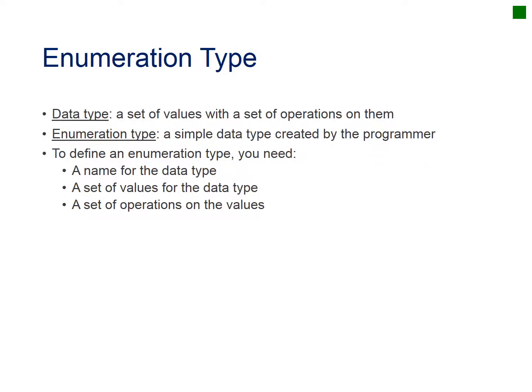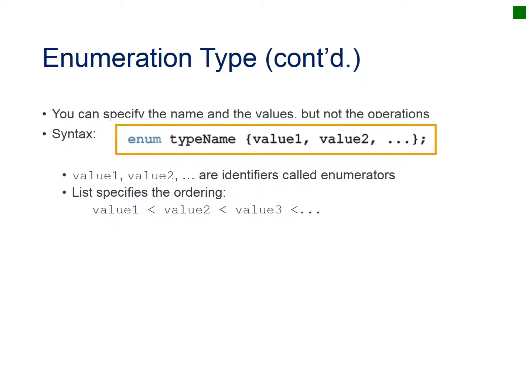An enumeration type consists of a data type, which is a set of values with a set of operations on them. Enumeration types are simple data types created by the programmer. To define an enumeration type, you need a name for the data type, a set of values for the data type, and a set of operations on the values. With enumeration types, you can specify the name and the values, but not the operations.